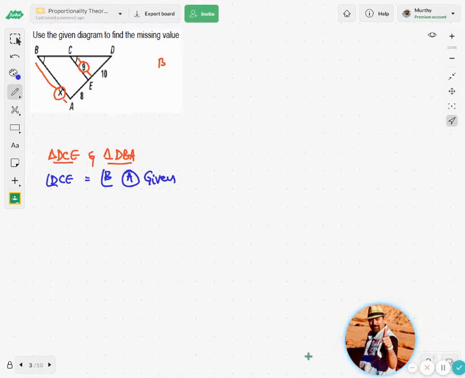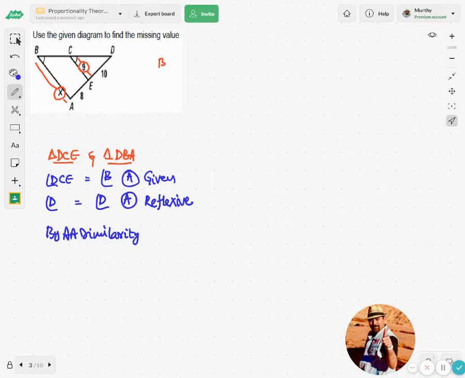And in the small triangle, I see angle D, and in the large triangle, I see angle ADB. These two are equal. Therefore, angle D equals angle D. This is by the reflexive property. So basically, these two are similar triangles by AA similarity. Obviously then the sides are parallel.